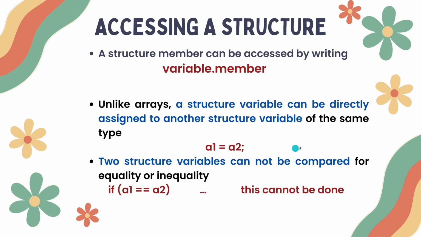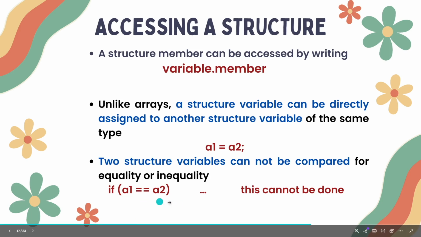You could assign one structure to another structure. Say here, if A1 and A2 are of the same type of structure, then we can very well assign one structure variable to another structure variable. Of course, this is not possible with respect to arrays, whereas with the help of structures, it is possible to assign one structure variable to another, provided they are of the same type. And then there is another thing which you should know about structures, that we cannot compare two structure variables for equality. Like this we cannot do.